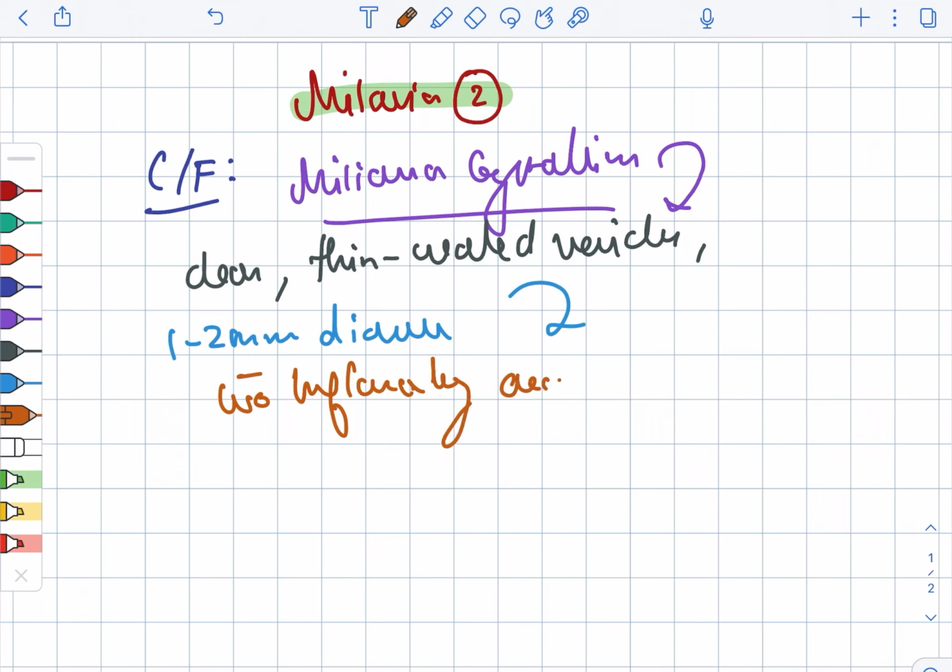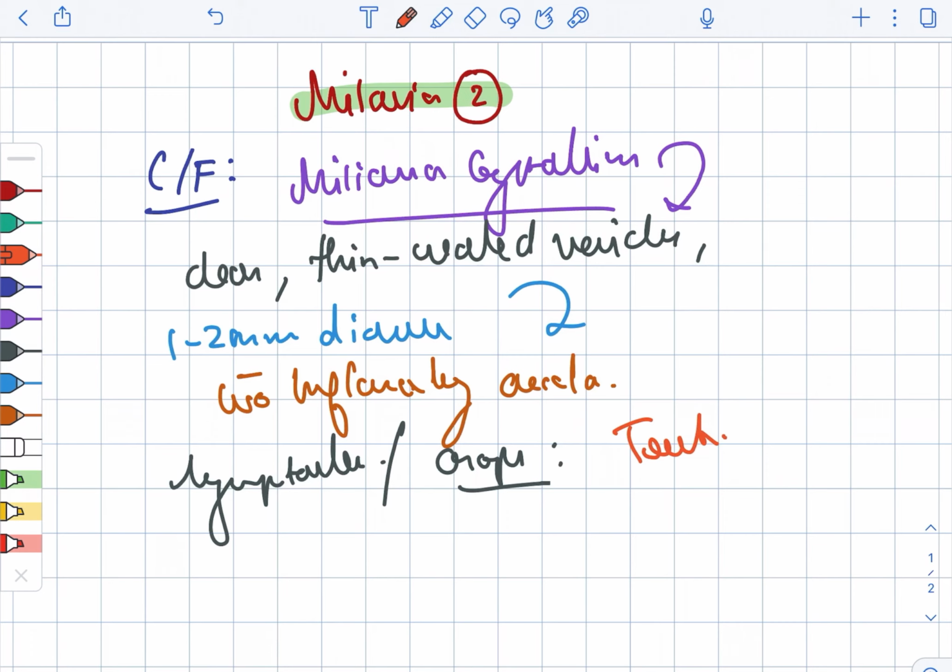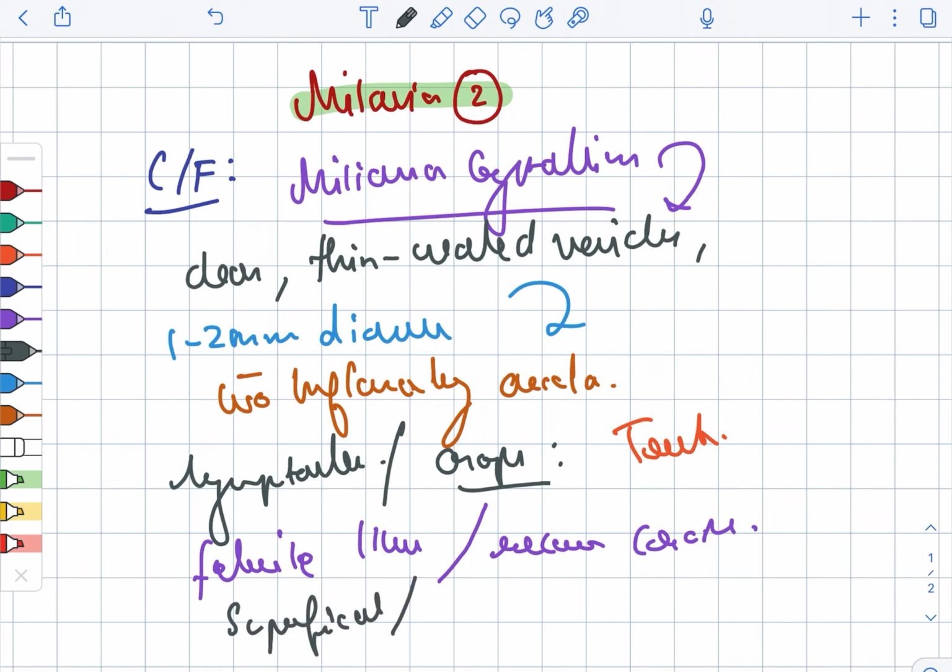They are symptomless, and they develop in crops, and it mainly is on the trunk, and it is persistent febrile illness. It's a febrile illness, and recurrent crops may occur, and the vesicle soon ruptures and is followed by superficial branny desquamation.